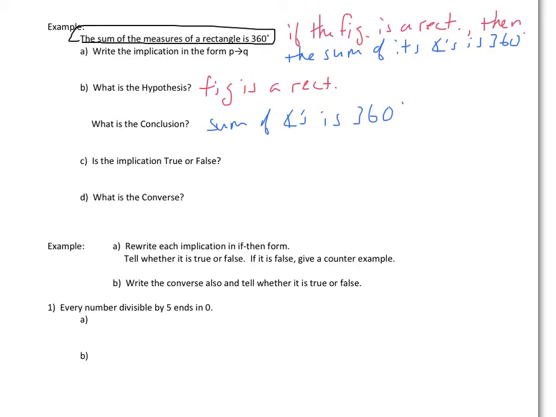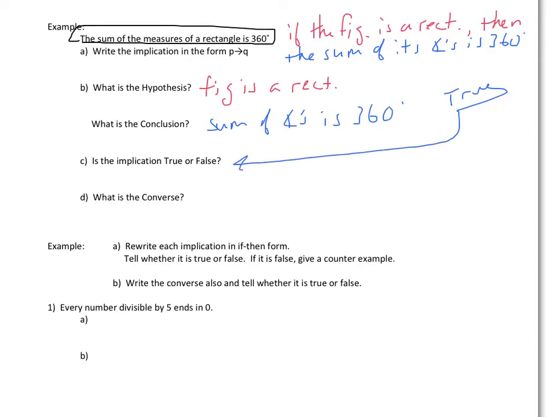Now we will accept that as being true unless we can come up with a counterexample. So can we come up with an example where you're given a rectangle and the sum of its angles does not add up to 360? And no matter how hard we try, we would not be able to. So since there is no counterexample, this is a true statement. And that is our answer for C.